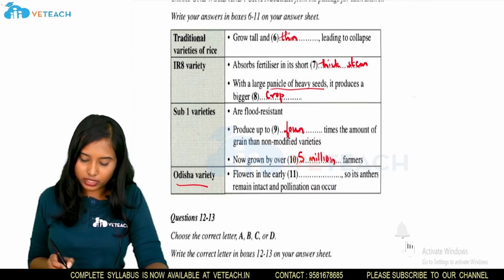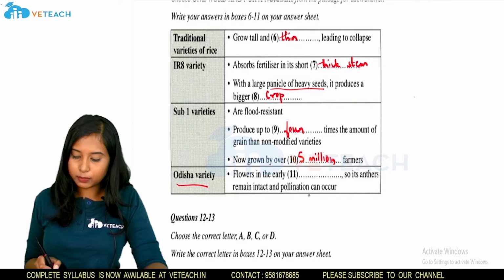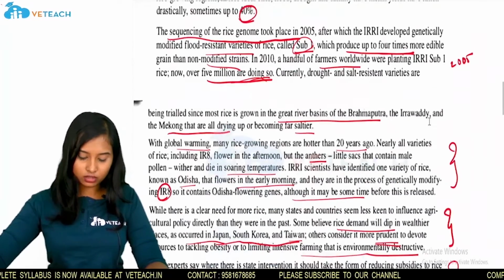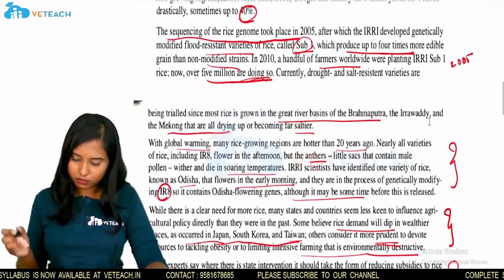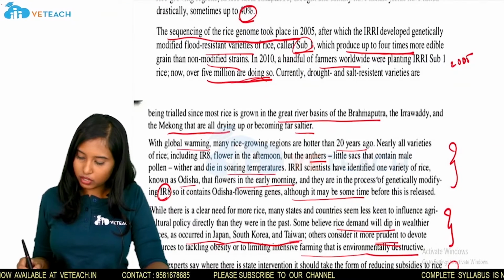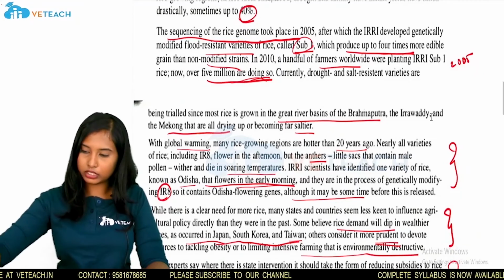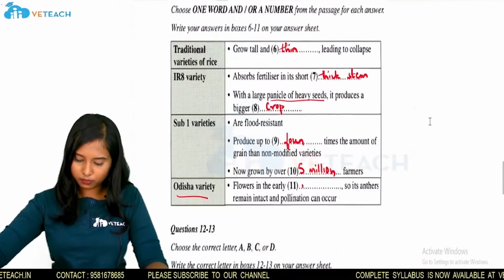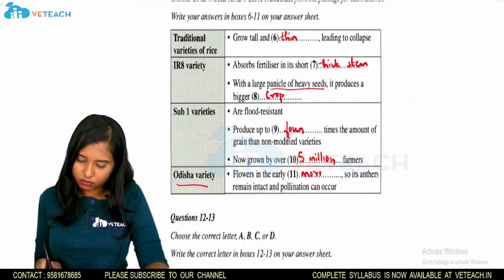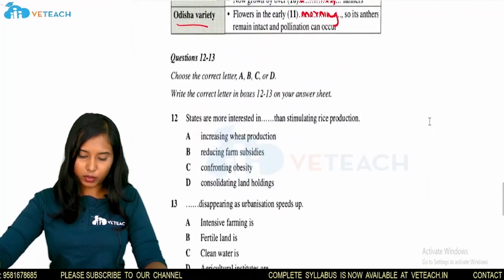Properties of Odisha variety. Flowers in the early blank so its anthers remain intact and pollination can occur. And this information is given in the 7th paragraph, which says researchers have identified one variety of rice known as Odisha that flowers in the early morning, which makes our answer the early morning. Moving on to the next set of questions.